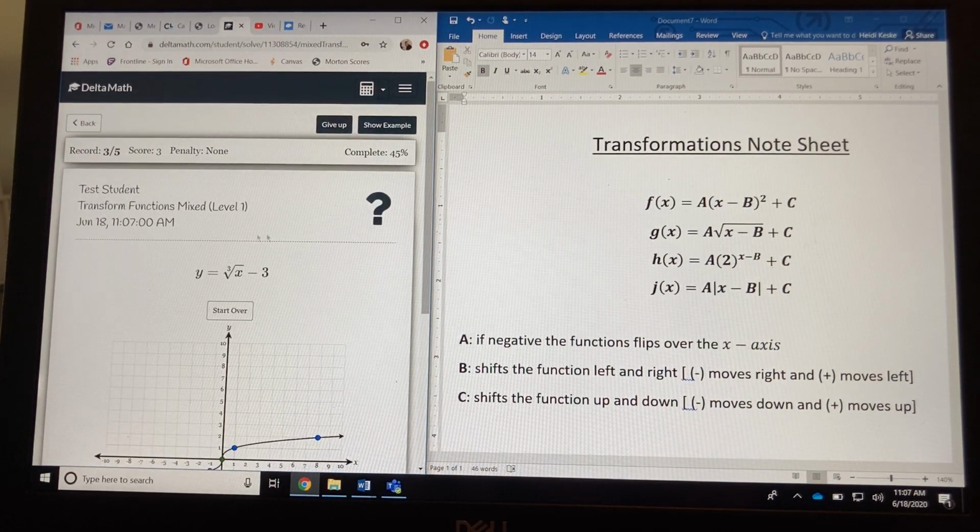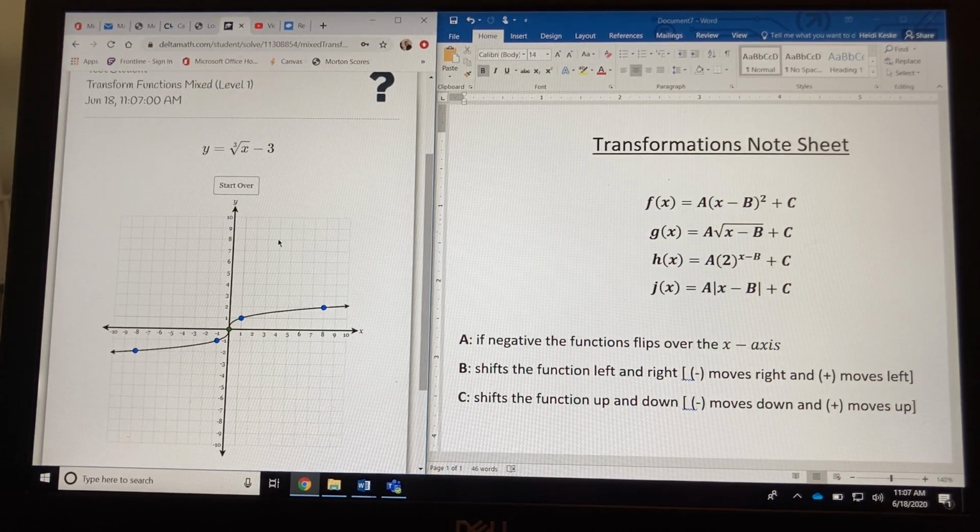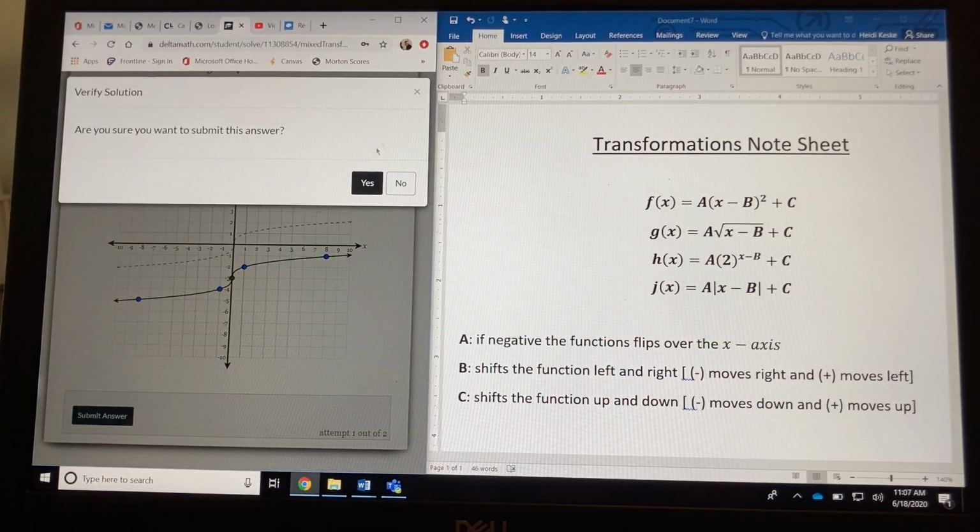So let's look at one more of those. So here I have a cube root function. It's not listed here, but it's exactly the same. This one actually only has a -3 on the outside, so that means we're going to move it down 3. That only had one transformation.